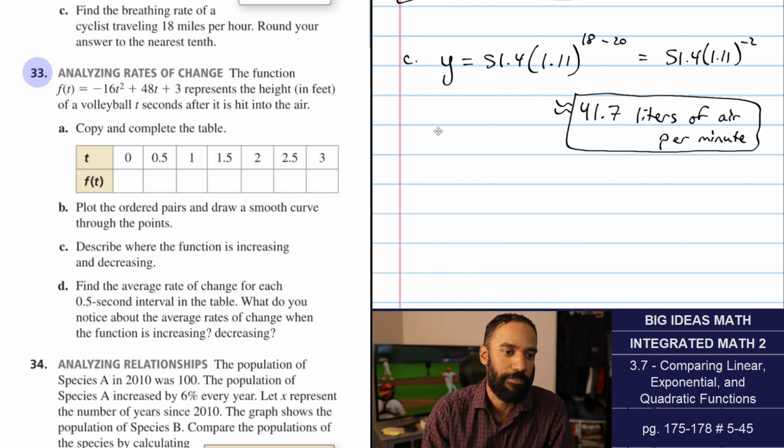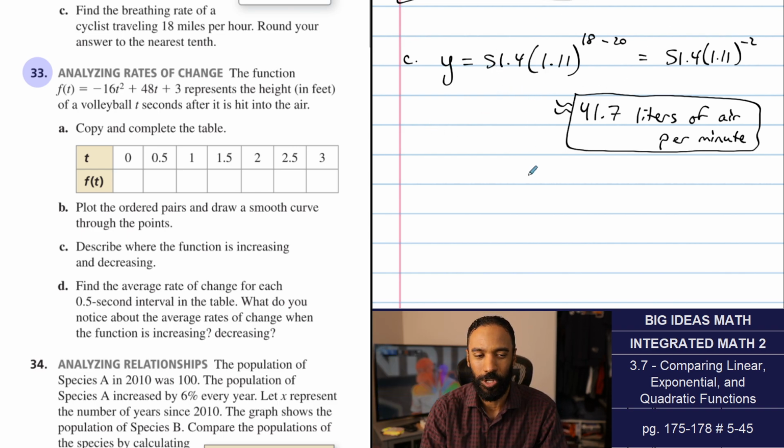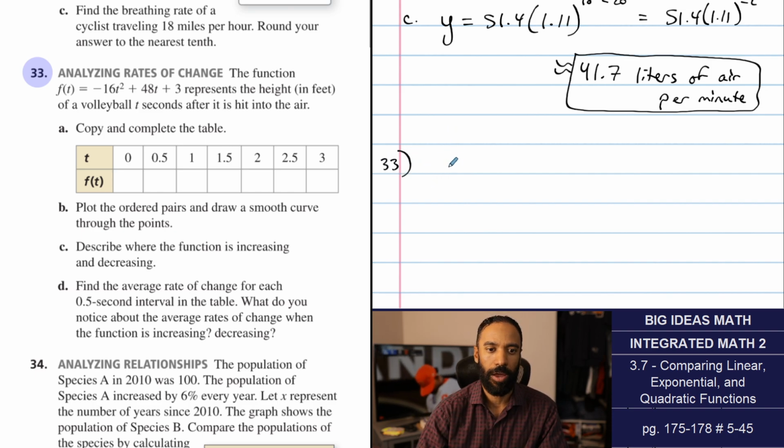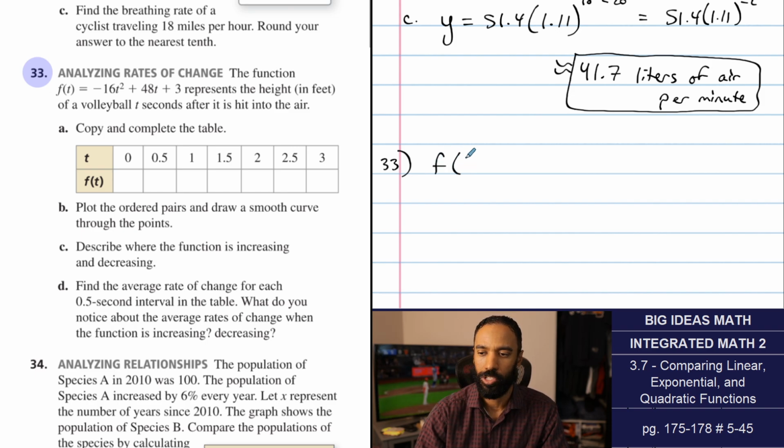Analyzing rates of change. The function f of t, this problem doesn't seem any shorter. The function f of t equals that represents the height in feet of a volleyball t seconds after it is hit into the air. So let me copy that down first. Negative 16t squared. That's a gravity component, right? Seen a lot of those.